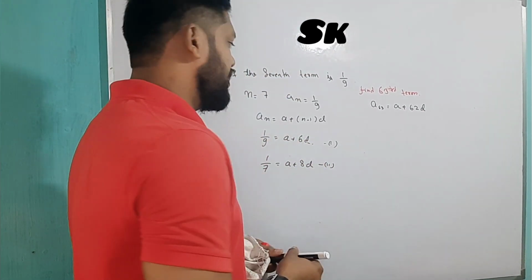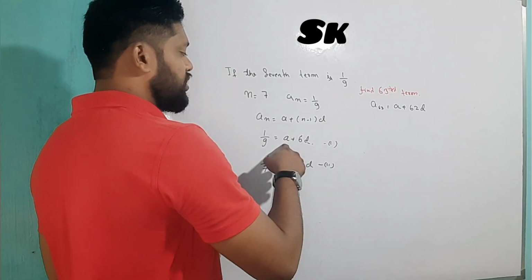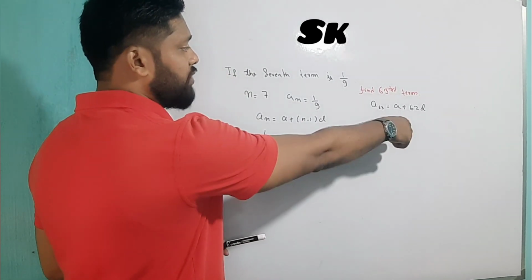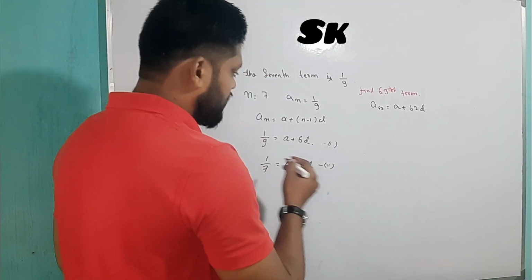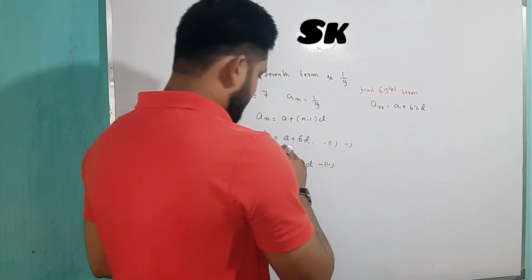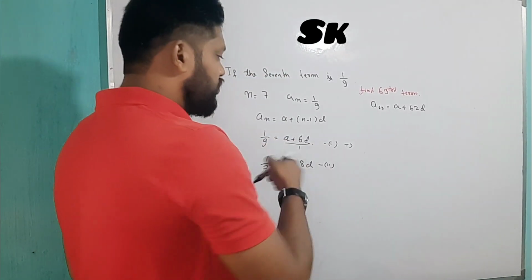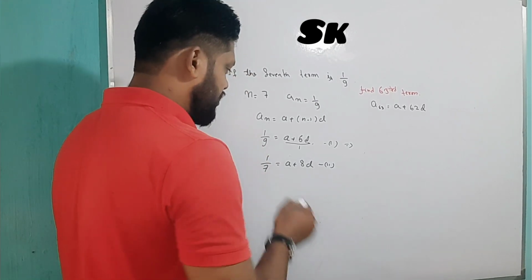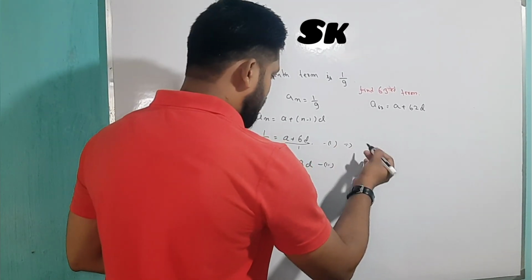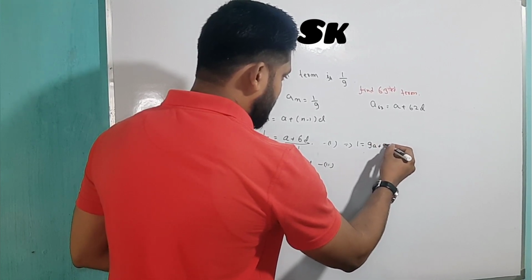So how to get A and d? I'm having equation number 1 and equation number 2. I have to solve equation number 1 and equation number 2, then I will get my answer. So how to solve this? Now the LCM will be how much? You know how to do this, there's no need to explain it again. Just I will show you how, and you will solve it. 9A plus 6 9s are 54d.